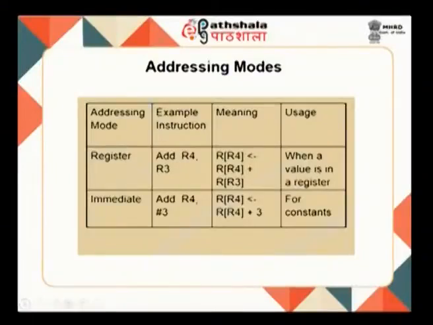The first one is the register addressing mode, where you specifically say the value is available in a register. Say for example, add R4 and R3. You are just adding the contents of 2 registers R4 and R3. Because only 2 operands are specified, the result will automatically go to one of the registers. If you specify the operand directly as part of the instruction itself, as in the second row, add R4 comma 3, 3 is the operand itself, which is normally used for constants. This is called immediate addressing.